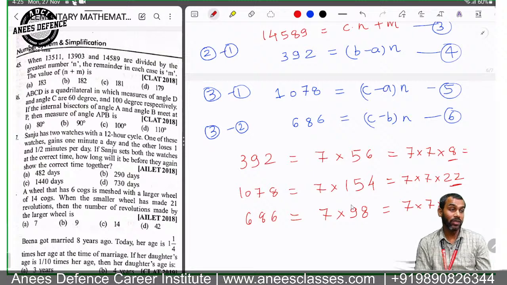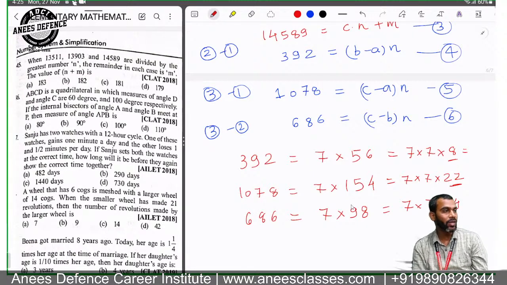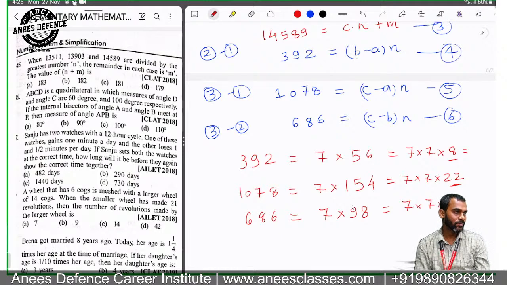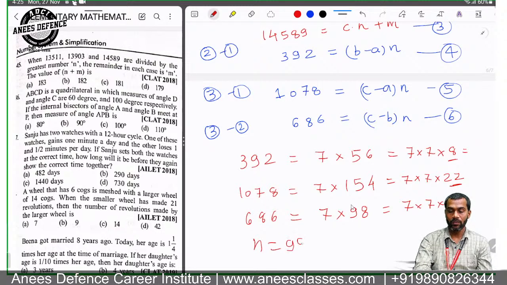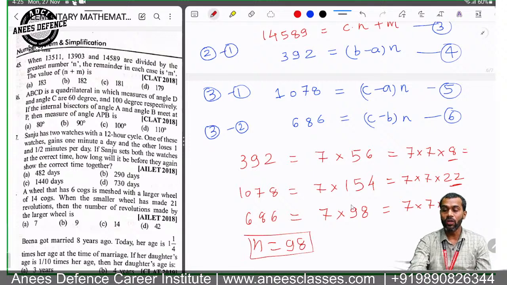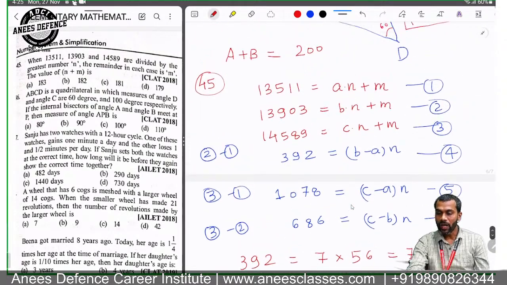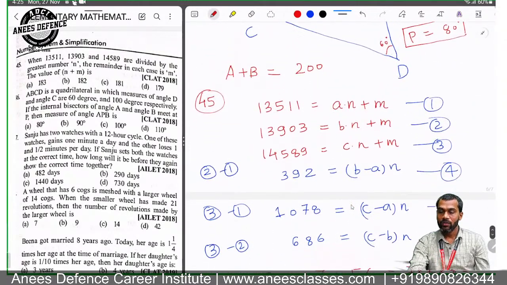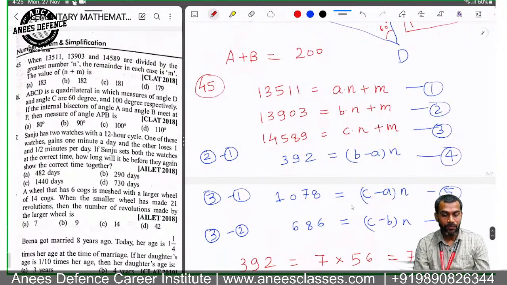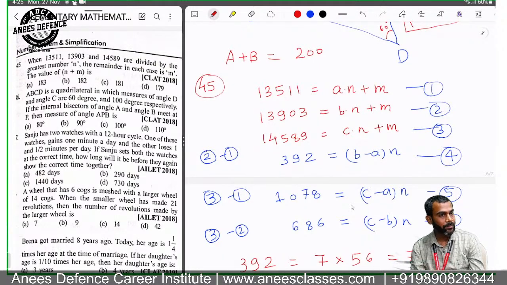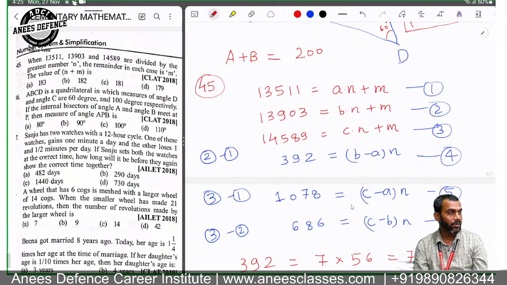Yes or no? Because 98 is there in every number. Yes or no? So what is the HCF? 98. So N is 98. Simple. Now, since we have got the value of N, I can directly see what was there in the question. If you divide it by N, whatever the remainder we get, that is M in each number. So we have to just divide any number.